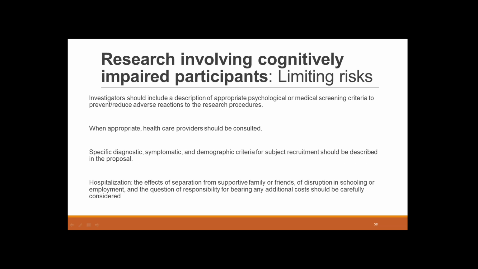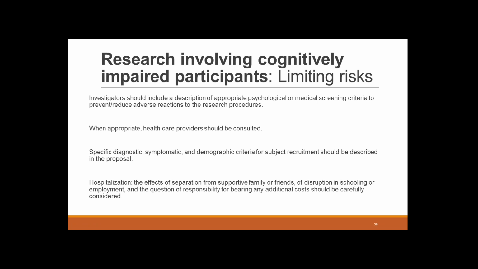So, again, if you do research with cognitively impaired subjects, you have to address the risks, and you need to minimize them. Here's a comment that fits with one made a short while ago: screening criteria to make sure that the subjects are able to be in the study. We also want to consult with healthcare providers for this population to make sure that we understand the study population. Again, these would all be characteristics of any good protocol.